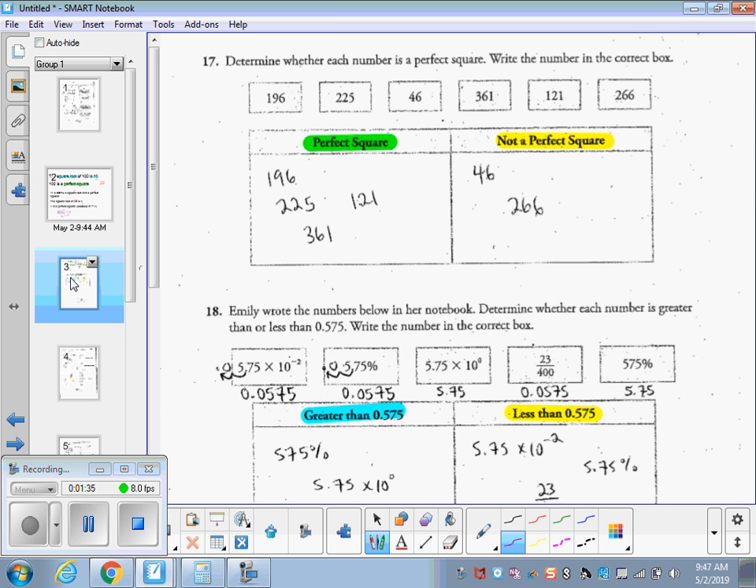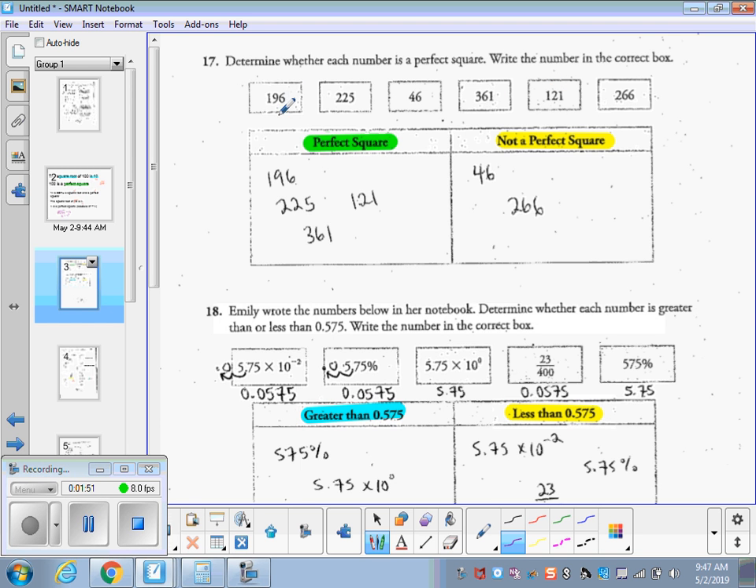So now, we're going to go to page 14. At the top of page 14, there are 6 different numbers, and you've just got to go through and sort them and decide which ones are perfect squares or not.